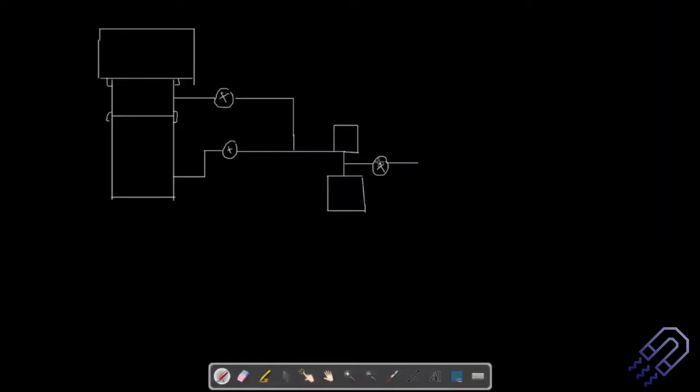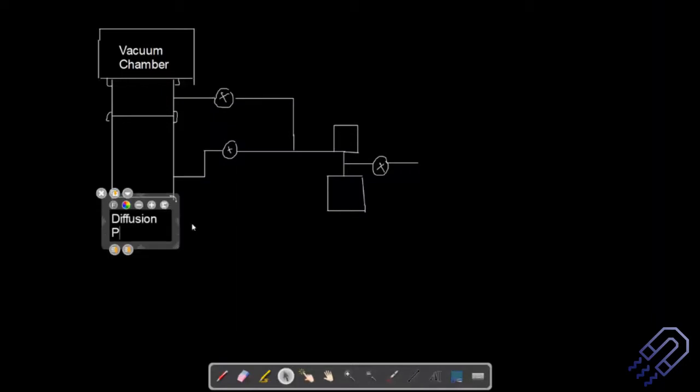And then maybe I can just write down what the different parts are here. So this is basically a vacuum chamber. This is something which we need to vacuum. We need to take the air out of it. And then we have the diffusion pump. So the diffusion pump will be this diffusion pump.